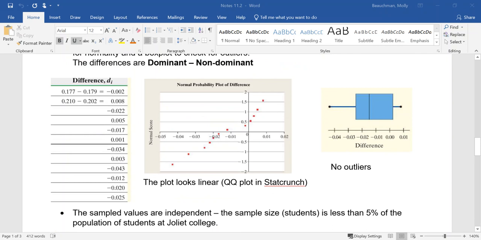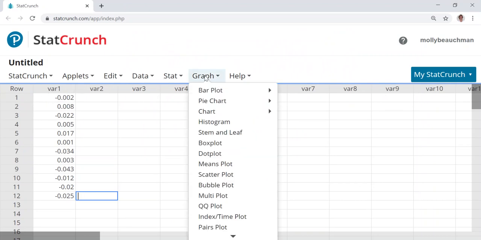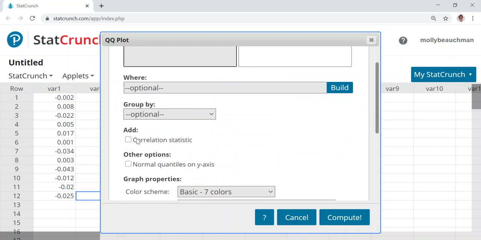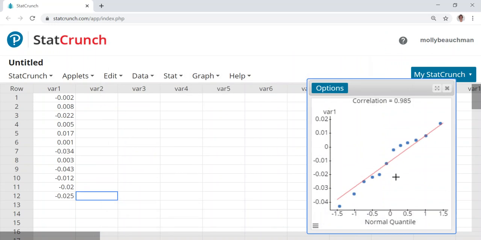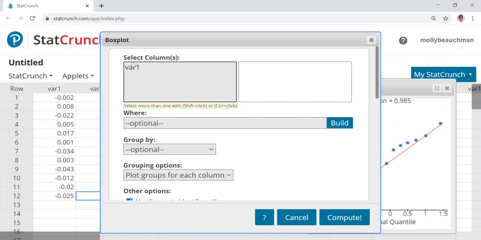So I'm going to pull up StatCrunch. Your calculator will do a QQ plot and a box plot as well, but StatCrunch is actually better for this. In StatCrunch, I've got the data values of the differences already typed in. A reminder, these are both graphs. The first one is a QQ plot. Select the variable. Correlation statistic would be okay. Compute. We just want to check and see if it's approximately linear or not. So there's the QQ plot. And a reminder, also a box plot. This was back from our chapter 3.